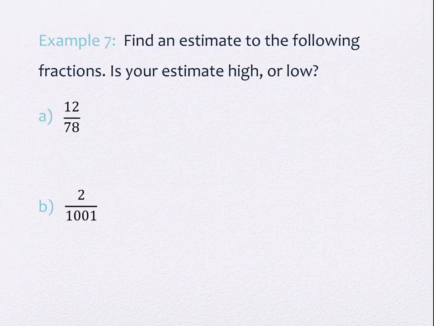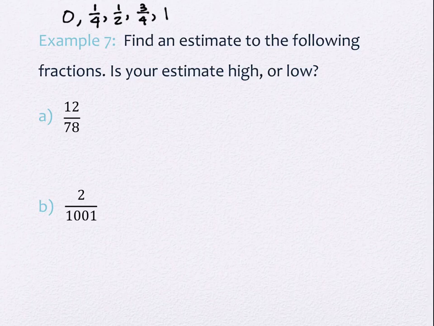So we're going to look at two examples, 12 over 78 and then 2 over 1001. Okay? I'm going to do it like your book does it. This isn't how I normally do it, but then you get to your book questions and you get confused. So they give you a list of numbers to choose from, and I'm going to use that as well. Our list is 0, 1/4, 1/2, 3/4, and 1. That's my arbitrary list of numbers at this point, okay?